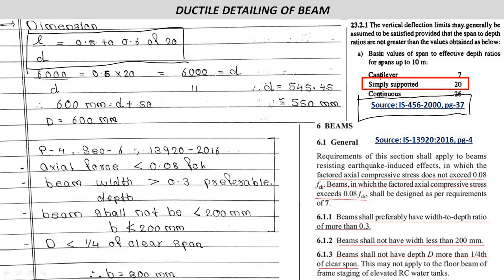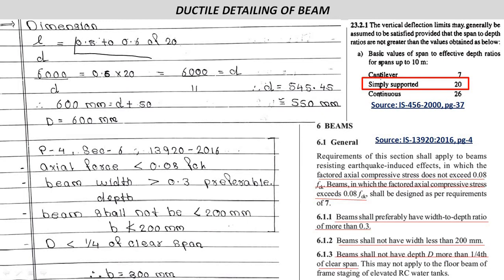So if there is a cantilever, you have to use the value 7. If there is a simply supported beam, you have to use 20, and for continuous 26. So in our case the beam is simply supported, so we will use the value as 20. So the multiplication factor you have to assume between 0.5 to 0.6. So in this example I have selected 0.6.